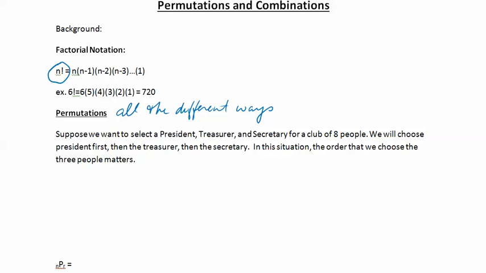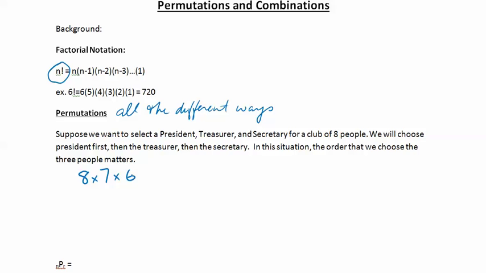So for instance, suppose we want to select a president, treasurer, and secretary for a club of 8 people. We will choose the president first, then the treasurer, and then the secretary. In this situation, the order we choose the 3 people does matter. So if I first choose the president, I have 8 choices that I can make. I now only have 7 people to choose from, so 7 people to become the treasurer, and then finally 6 people to become the secretary.